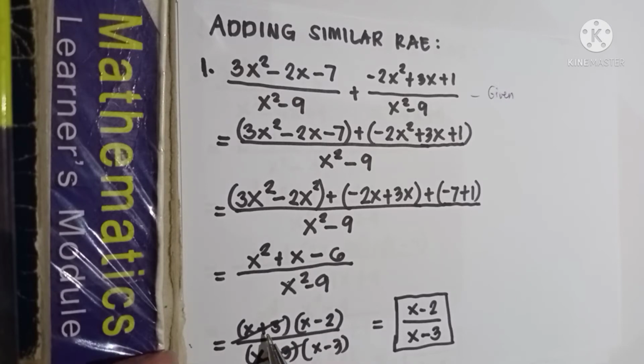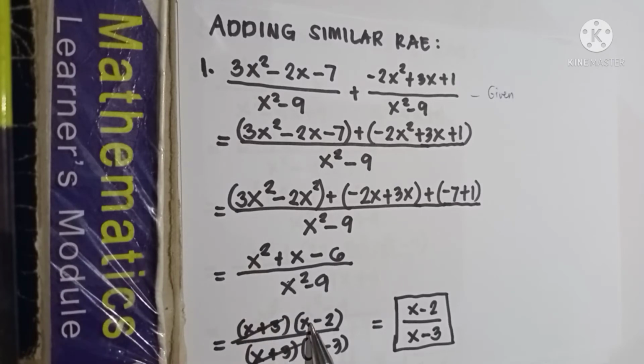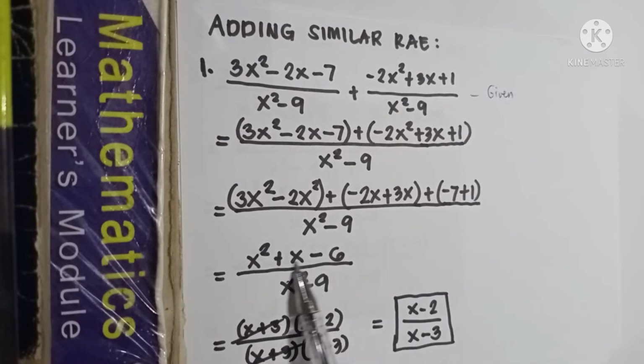Why? Because when we multiply positive 3 and negative 2, the product is negative 6. But when we add these two numbers, the sum is positive 1. So substitute this, distribute this x squared in the two parentheses. Now for our denominator, x squared minus 9, we will apply difference of two squares. And the factors of this polynomial are the quantity x plus 3 and x minus 3.